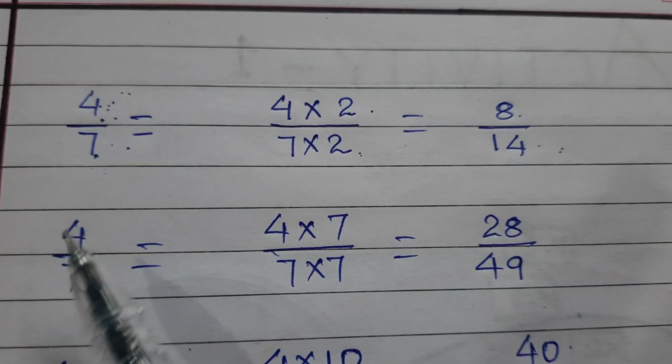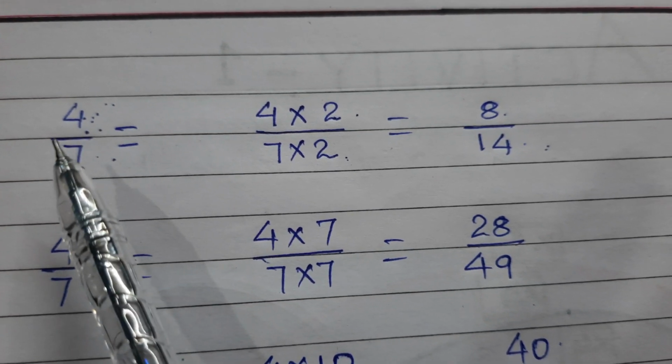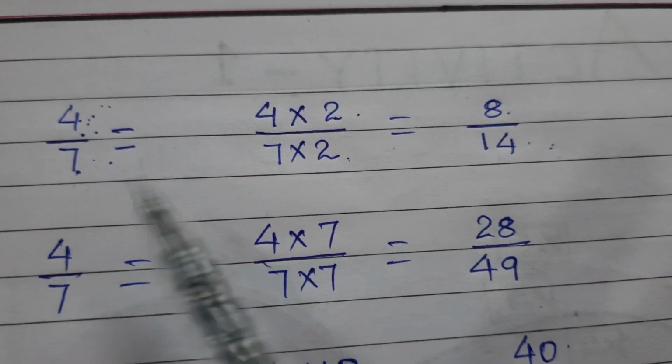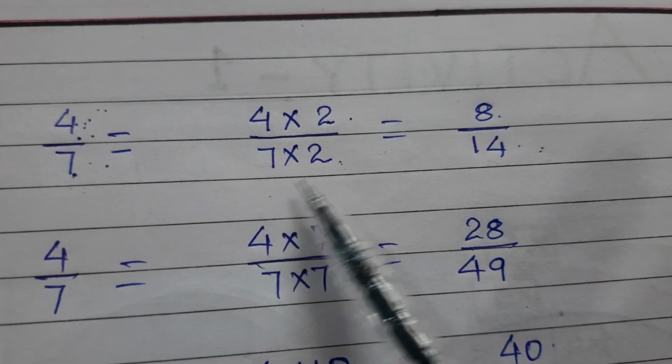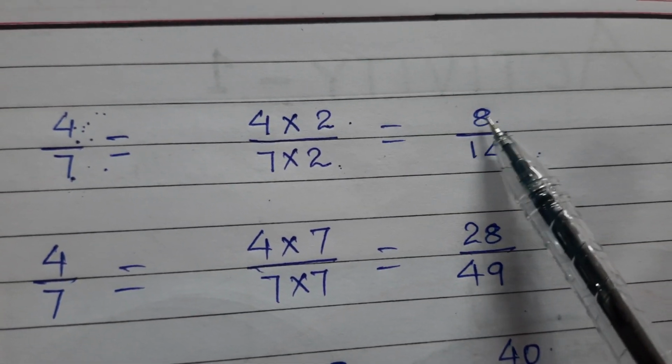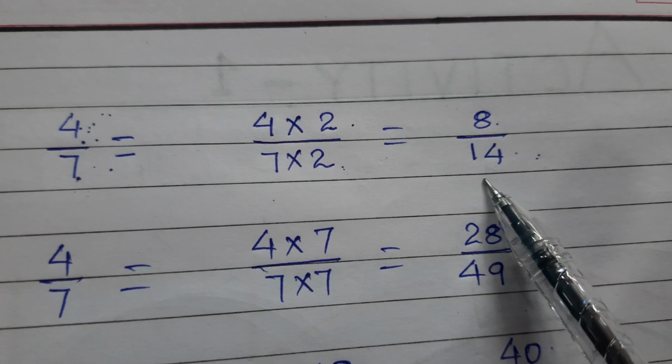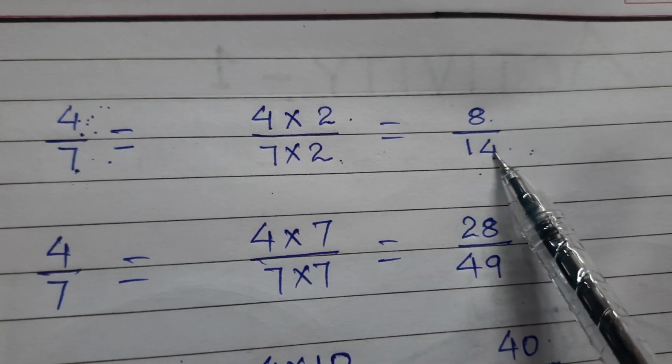See, like for finding the equivalent fraction of 4 by 7, what have we done? We multiply this 4 by 2 and this 7 by 2. Then we get 8 by 14. After multiplication we get this.